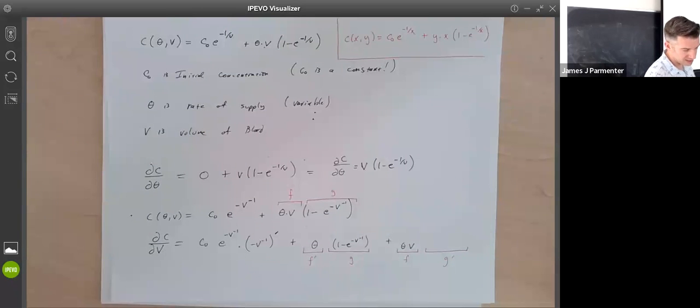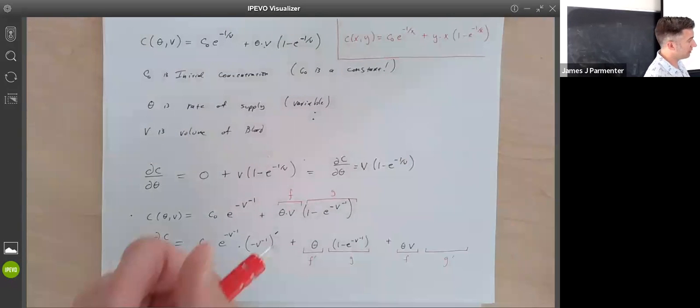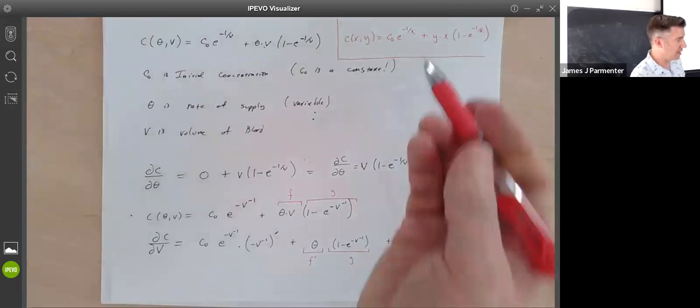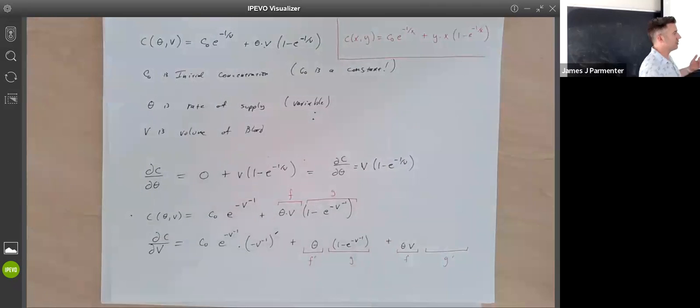So if you do this, I don't really recommend it, but if you do, you take the derivative with respect to x and then plug back in theta for x and v for y. Or if you take the derivative with respect to y, then you plug back in theta for x and v for y. It's definitely going to take more writing time, but it can help to see what's happening.